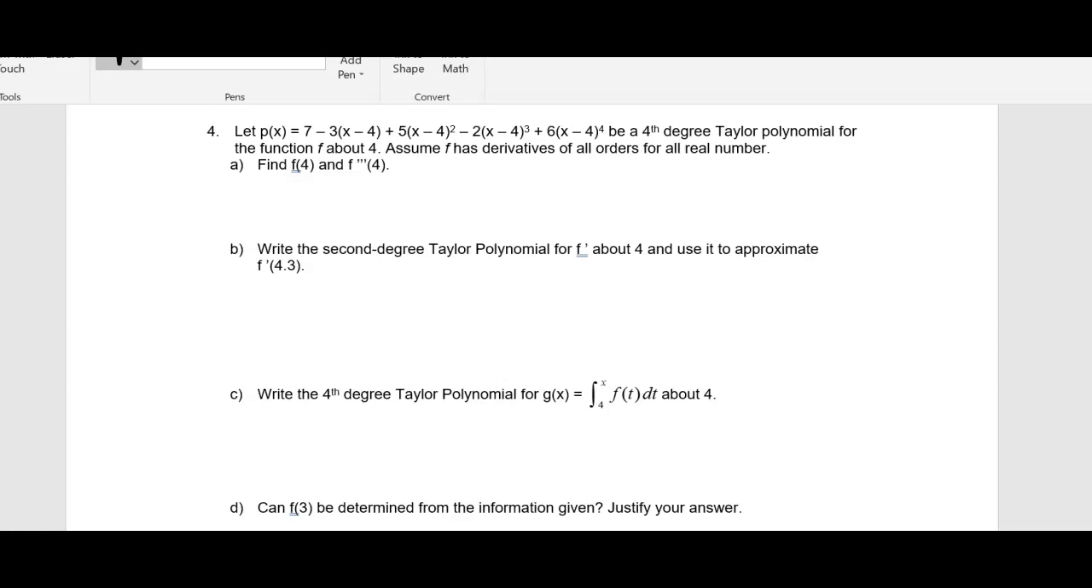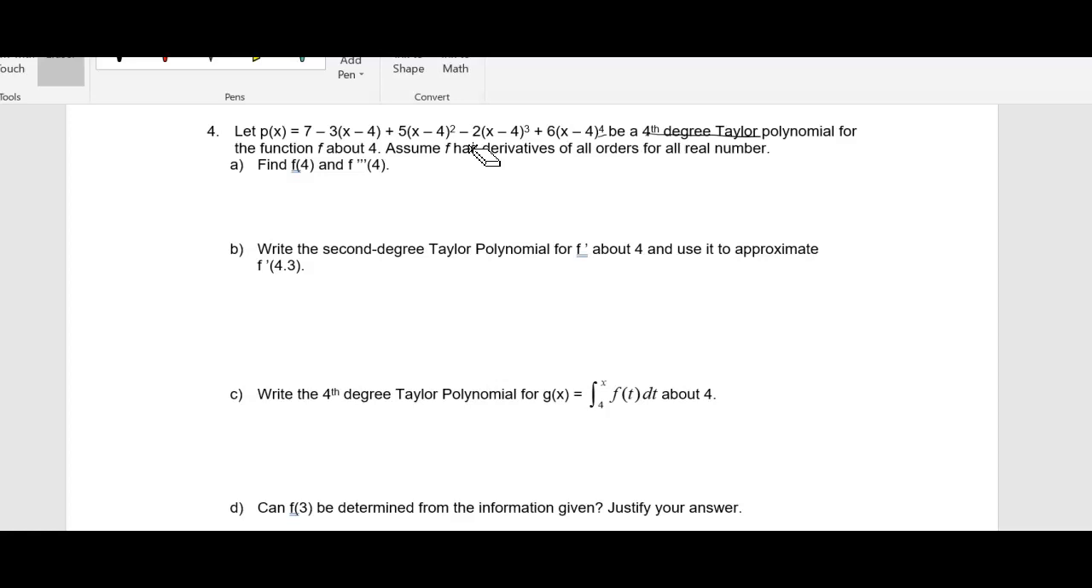So number 4 says let P of x equal, so this is just a polynomial of some function. We don't necessarily know what function it is, just a generic function. You're given the polynomial terms. It's a fourth degree Taylor polynomial because you're going to see you have a fourth term. We are centered at 4, so that's how we got all these values. And then you say, assume f has derivatives of all orders for all real numbers. They don't give you the series, it's impossible to give every term and all their derivatives, but you're assuming that that is the case.